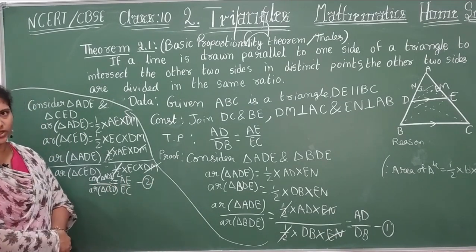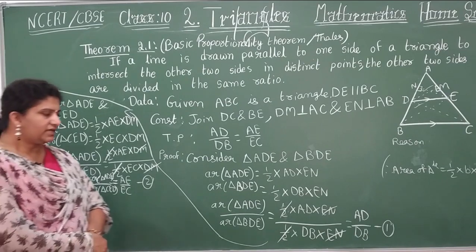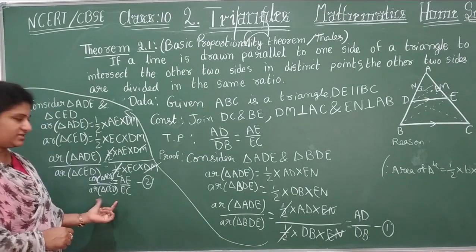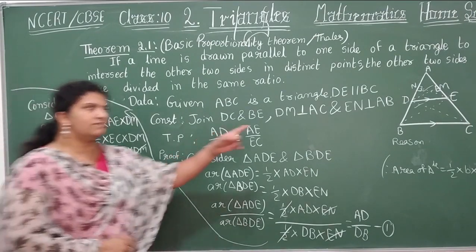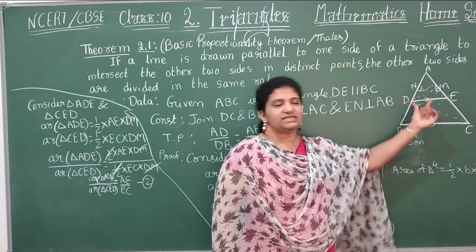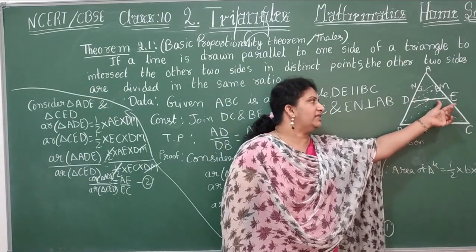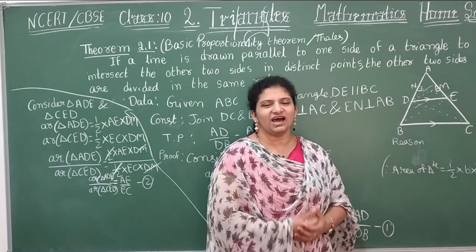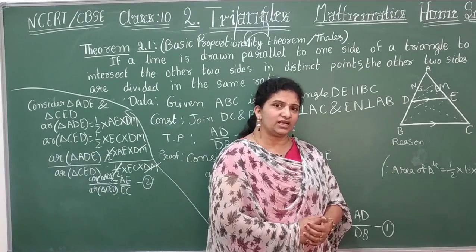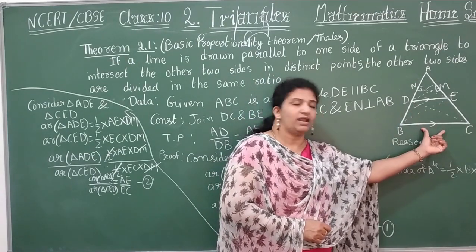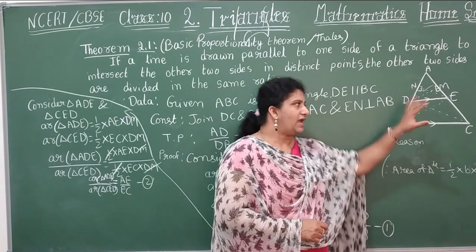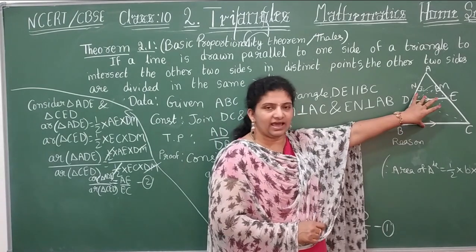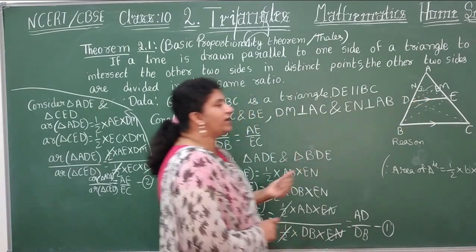And one more thing you need to consider here. What is it? In ADE the numerator is the same. The denominator is CED, and BDE there. Once observe the triangles here, children. CED this triangle and BDE this triangle. What you can say, these two triangles are equal. How are they equal, children? The two triangles are lying on the same base and between two parallel lines. So what can you say?